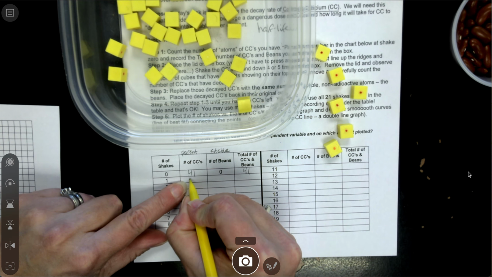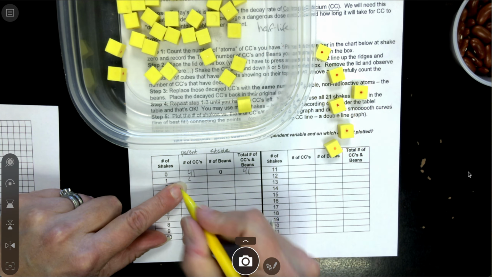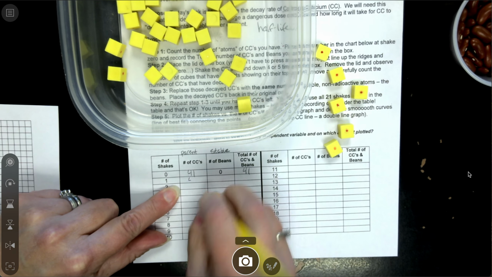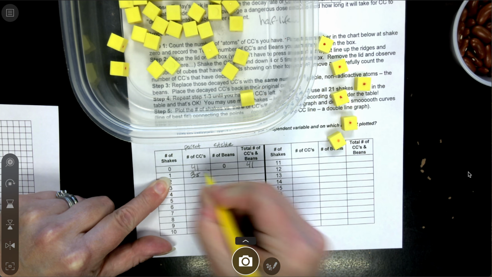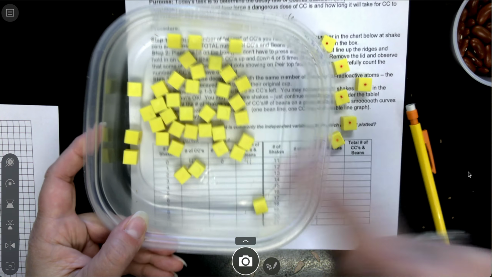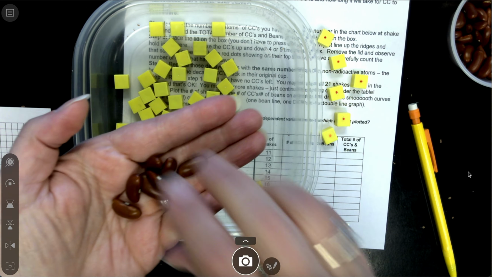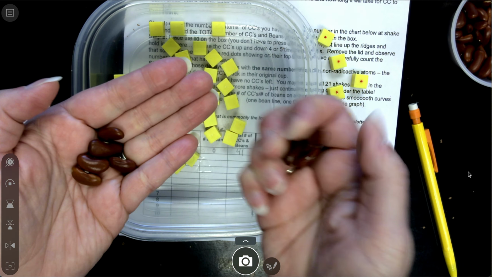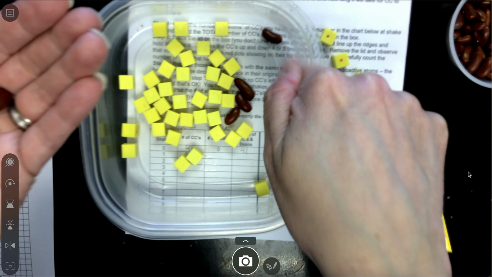Well, 41 minus 6 is, oh, by the way, you're not writing this down. I'm just modeling what you're going to be doing. 41 minus 6 is 35. So we lost 6 cc's. Well, what did they get replaced with? They got replaced with the stable daughter product. So how many beans are we going to add? We're going to add 6. 1, 2, 3, 4, 5, 6.